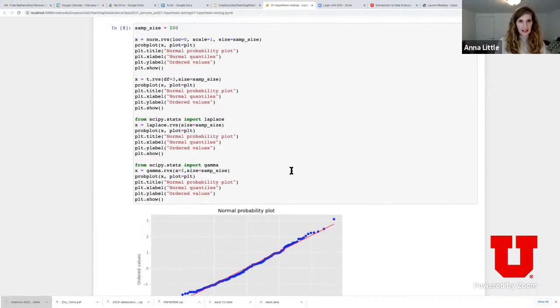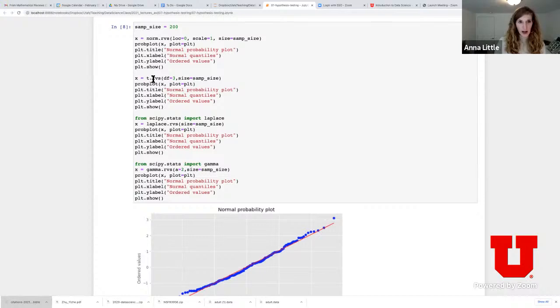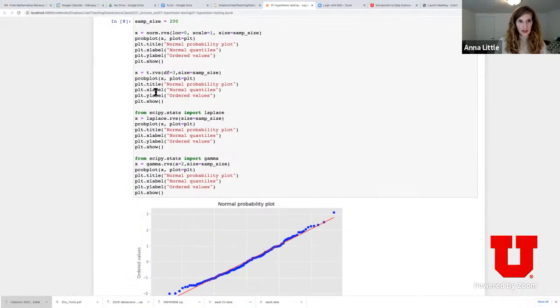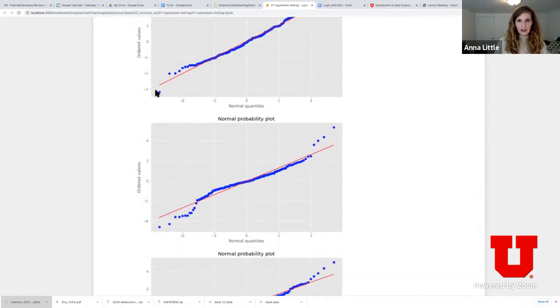Okay, so for comparison, the second plot is from a t-distribution. So we take 200 samples from a t-distribution and look at the normal probability plot. What you notice happening here is it curves up here and it curves down there. Any guesses as to why that's the case or what that's indicating about the t-distribution?